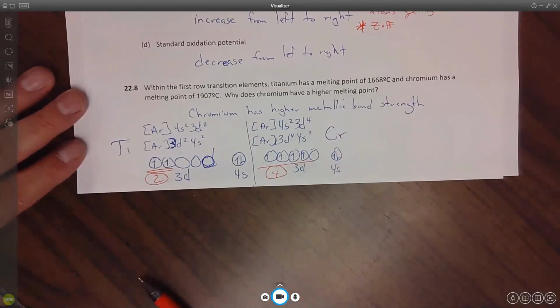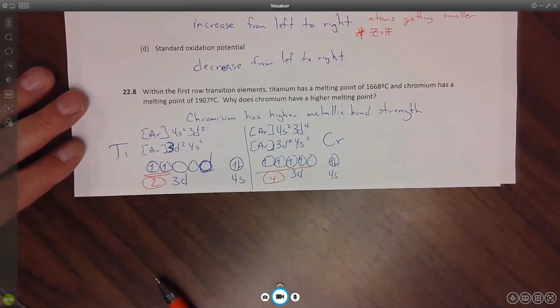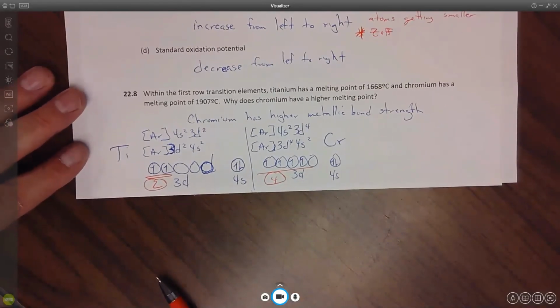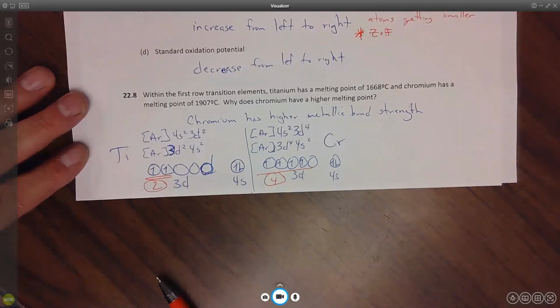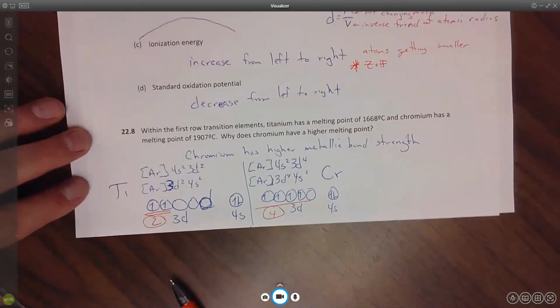So just like we talked about in Chem 110, with ionic compounds and molecular compounds, bond strengths, melting points and boiling points are dependent upon their bond strengths. So the more unpaired electrons, generally, the stronger the metallic bond. Okay, any questions about that?